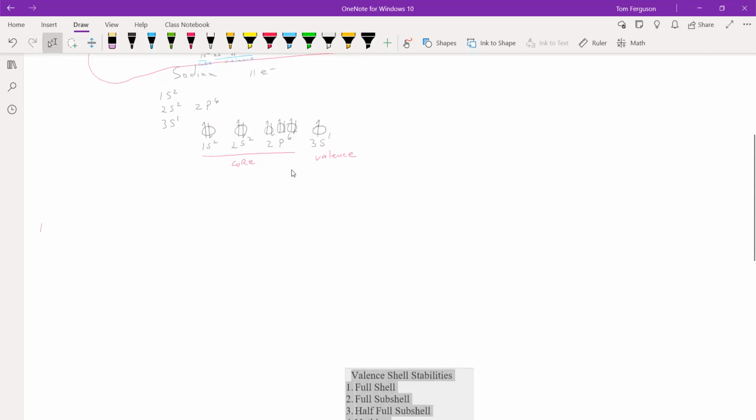Okay, so let's do iron now. There's a weirdness when you get to the D's, and even weirder are the F's, but the D's act a little differently in terms of stability. There's a little anomaly between the D's and the S's, and it appears at the 3 level. So let me show you what I'm talking about.